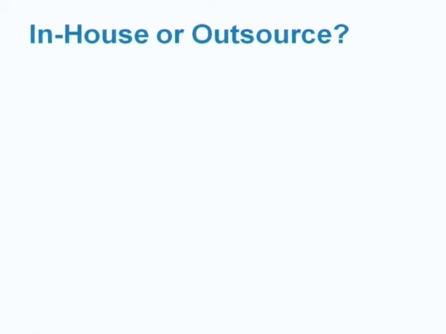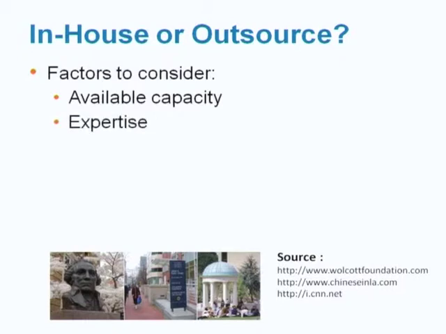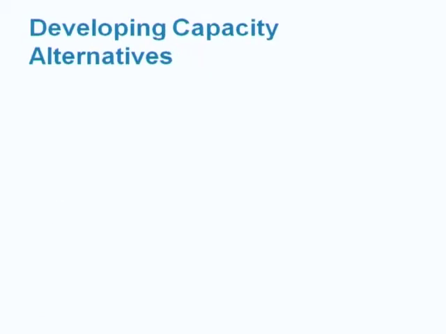And the next one shows the factors that we have to be concerned with before you use an in-house or outsourcing policy. The first one, you have to know the available capacity in your organization. The next one is expert type. Another one is quality consideration. The next ones are the nature of the demand, the cost, and the risk of outsourcing.